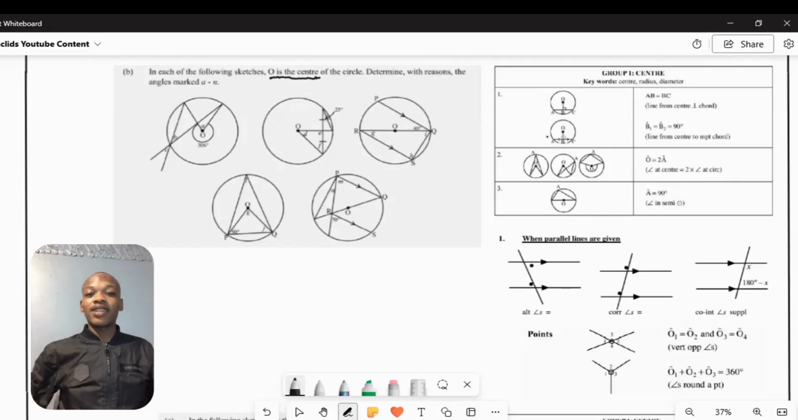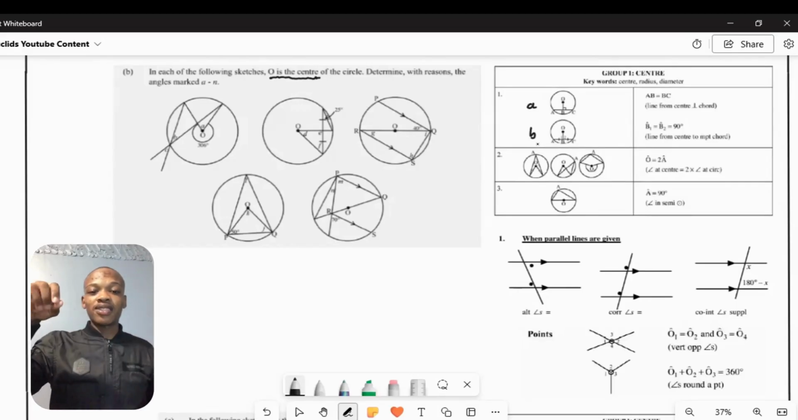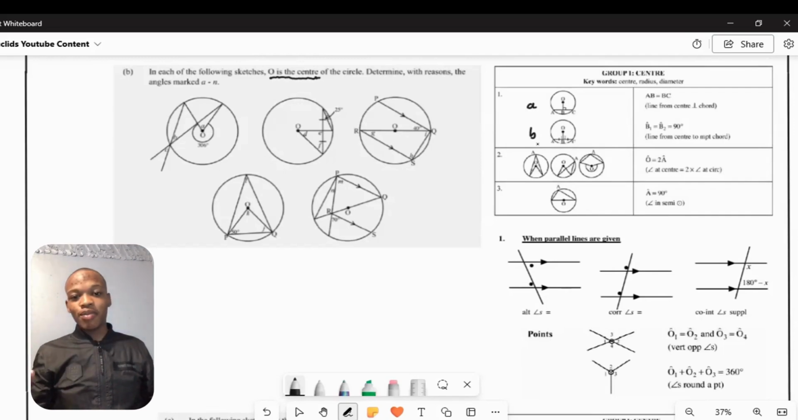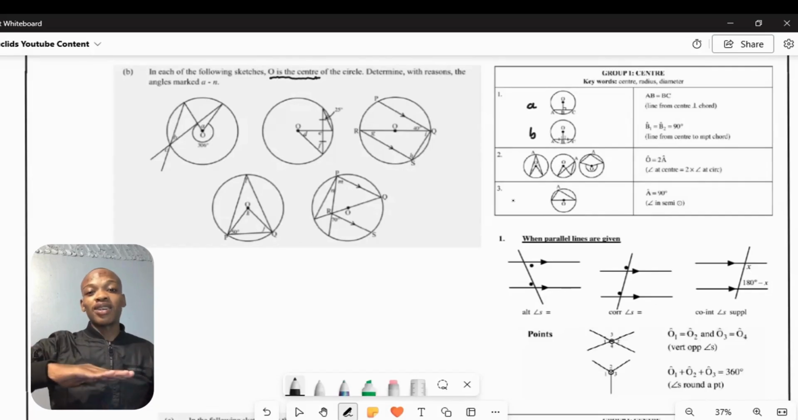The first one is a line drawn from a center perpendicular to the chord, which I call number 1A. Then we have number 1B: a line drawn from the center bisecting the chord is then perpendicular to the chord. Another one is angle at the center twice angle at the circumference. And the third one is angle subtended by diameter, or angle in the semicircle.